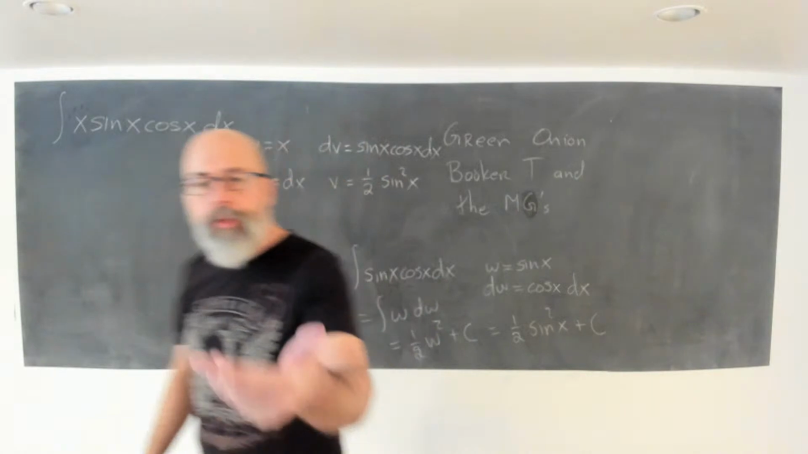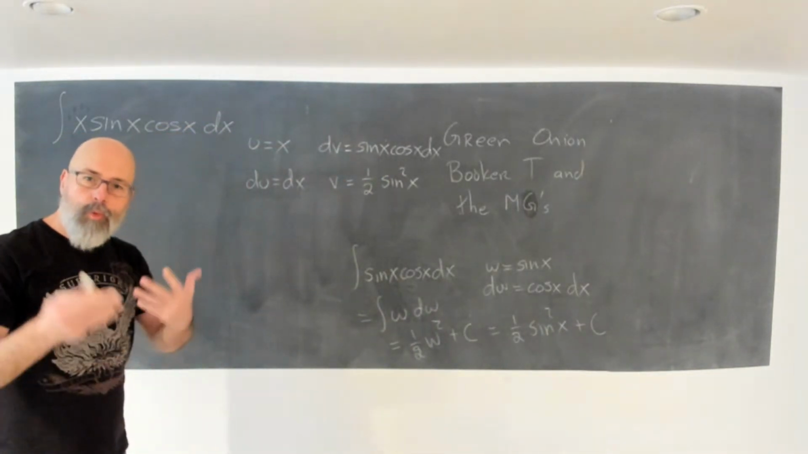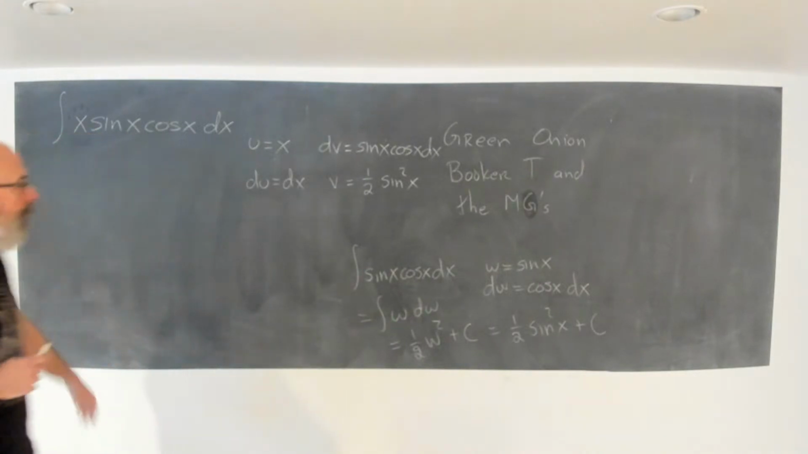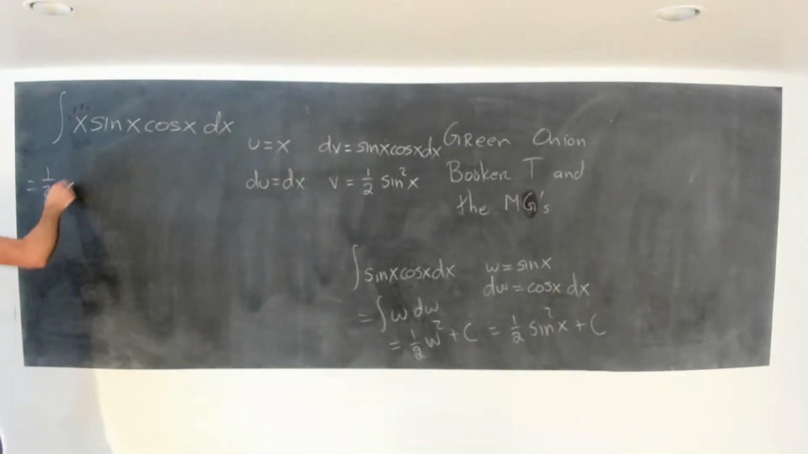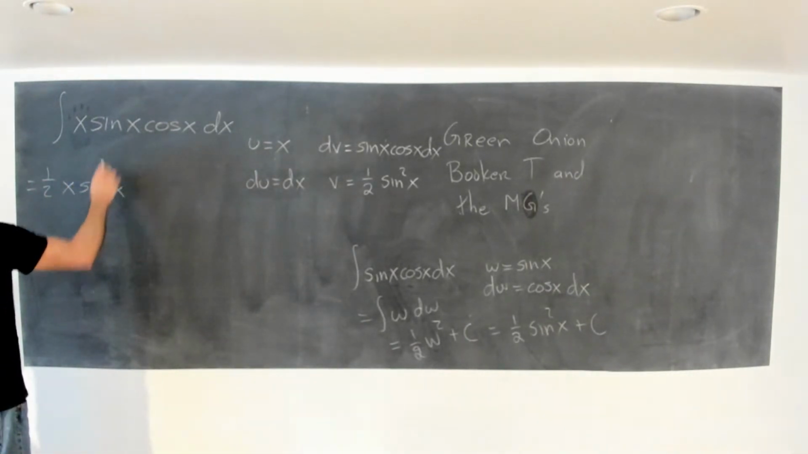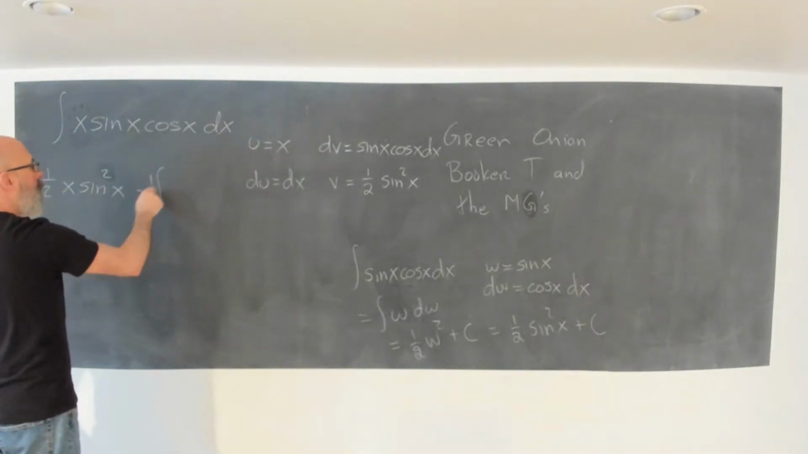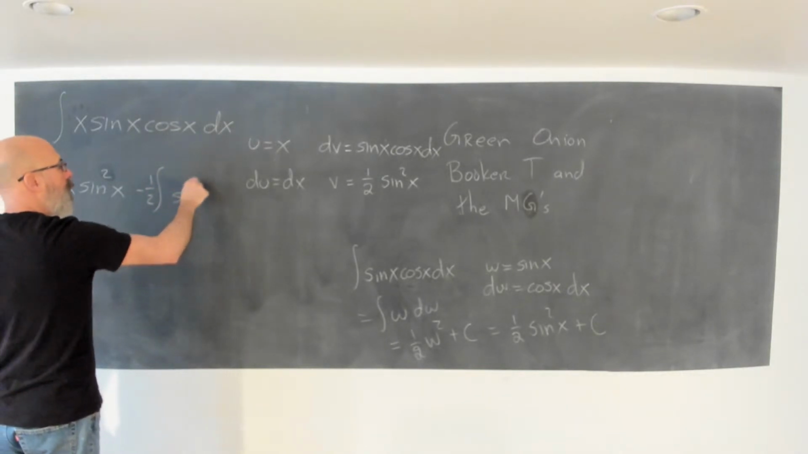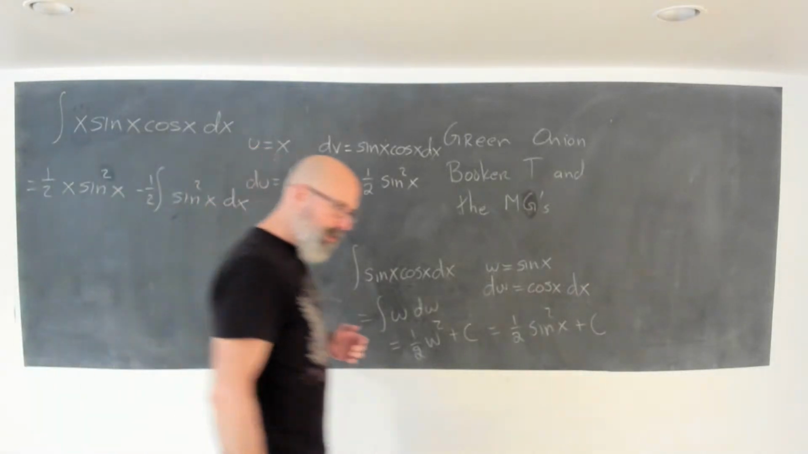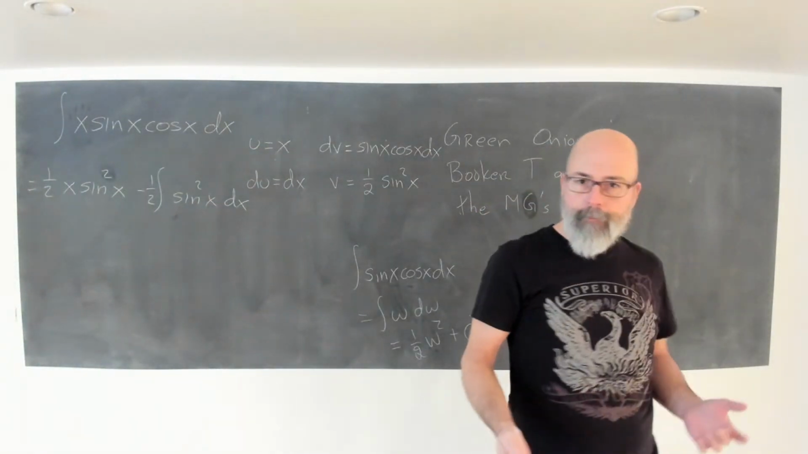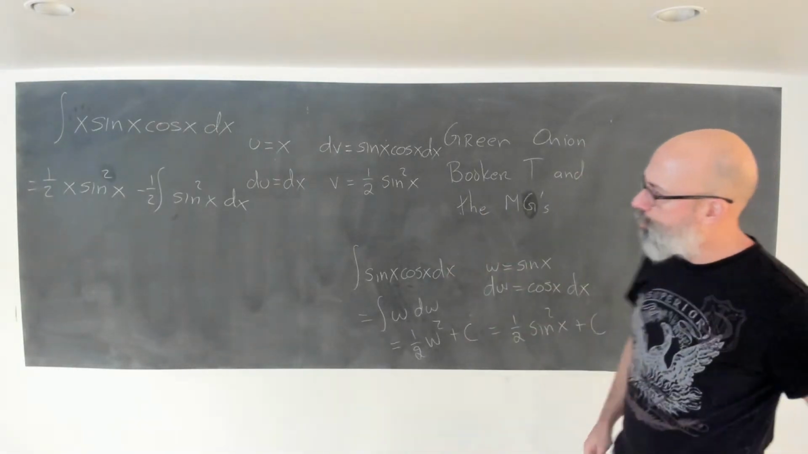We've only been looking at sine and cos. We're going to do a lot more today. So this becomes uv, 1/2 x sine squared, minus the integral of v du. Let's take the 1/2 out again, sine squared dx. So you see your second integral doesn't have an x anymore. So it's a lot simpler. And you know how to integrate sine squared.